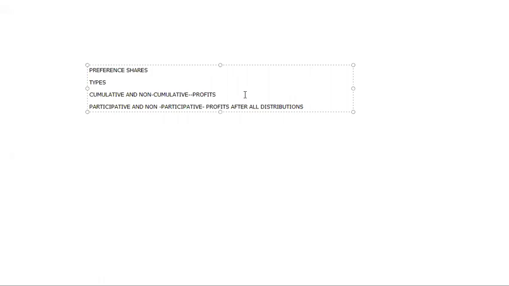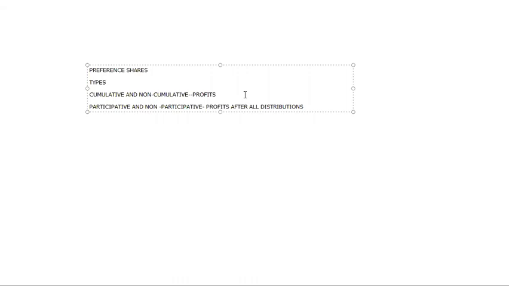In participative preference shares, after paying all the interest, dividends and everything, the equity shareholders' chance will come to enjoy the total profit. So at that time, what happens is they will take a little portion. Usually it will be 1/4 of the remaining profits, and 3/4 will be given to the equity shareholders.